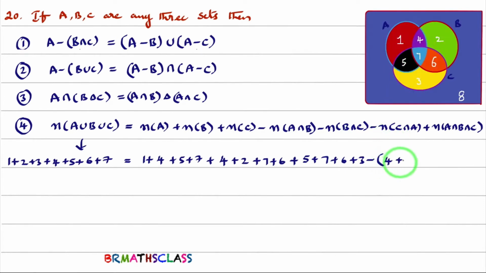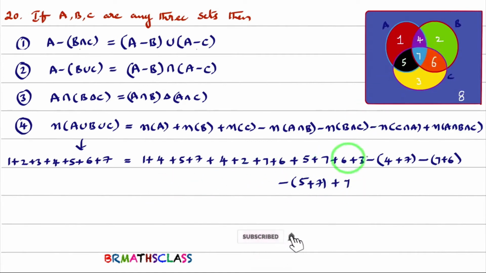4 plus 7 minus B intersection C. B intersection C is what? 7 plus 6 minus C intersection A. C, this is set C, this is A. C intersection A is 5 plus 7. You can understand this easily from the Venn diagram. Plus A intersection B intersection C. See, this 7 is there now. That is the zone of A intersection B intersection C.